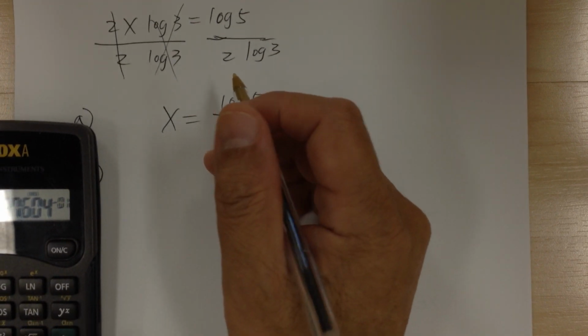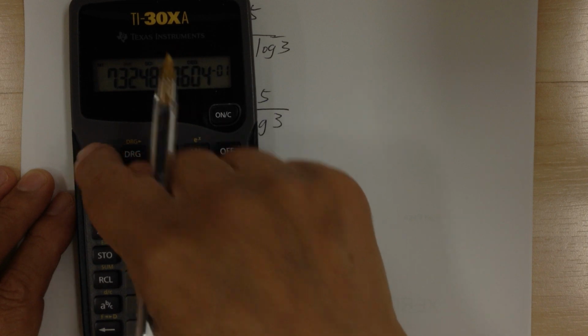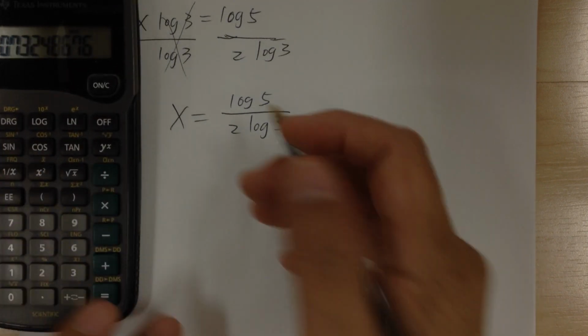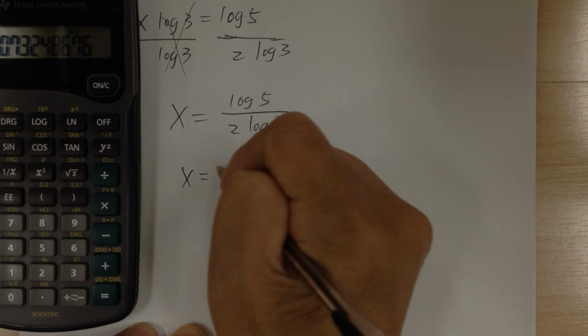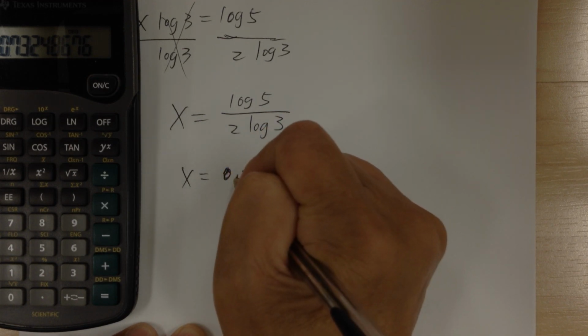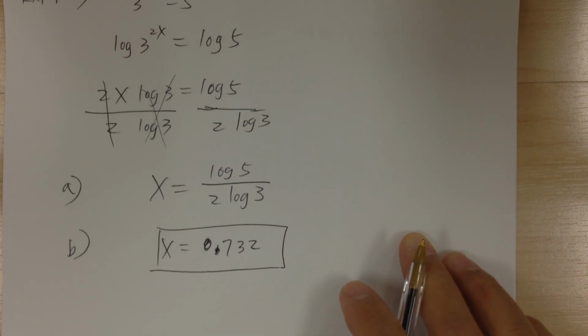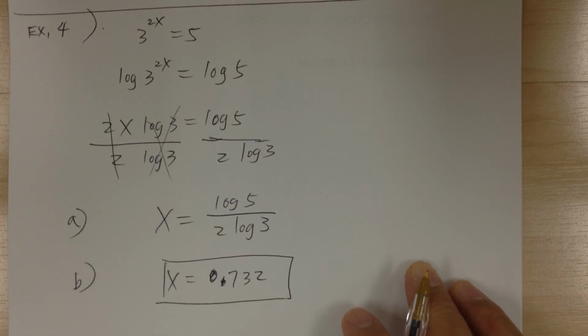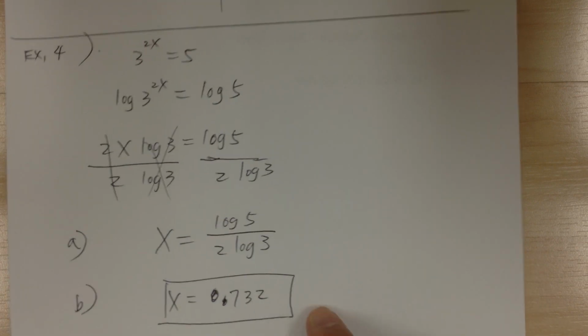And so now, right now I have a scientific notation. If I want to get back to normal, I just go second float. Okay, there you go. So x will equal to 0.732, right? 3 significant digits. Okay, and that's it for example 4. Okay, now let's go to example 5.